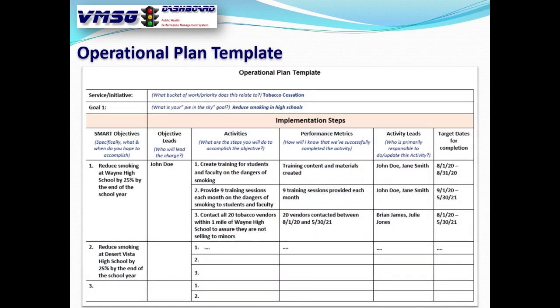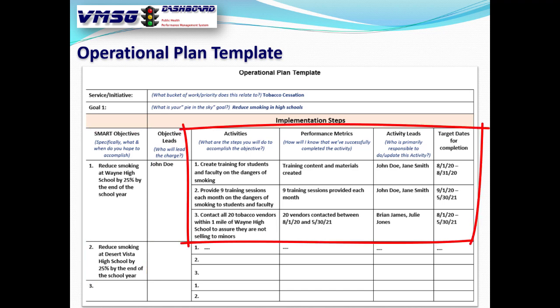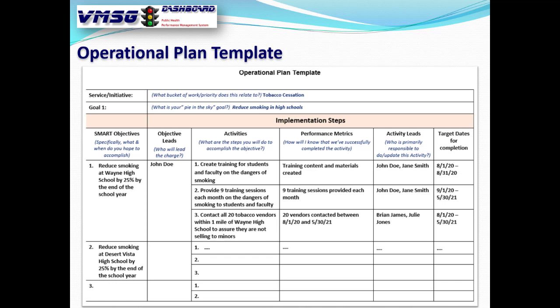Some people like to visualize the plan on paper before entering it into the dashboard. This is an example of an operational planning template you can use to do just that. What you're seeing is the first part of the plan for the tobacco cessation example we've been discussing. Here you can see the service or initiative, the first goal, a few objectives for this goal, and the activities for the first objective with their related fields. Typically, you'll use several of these tables to create your plans.